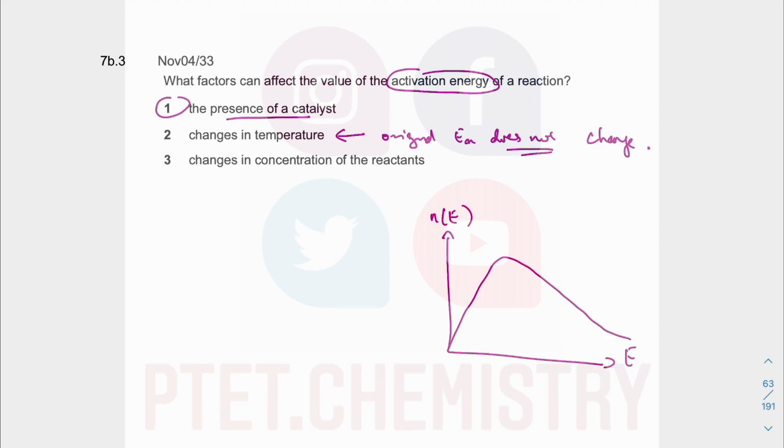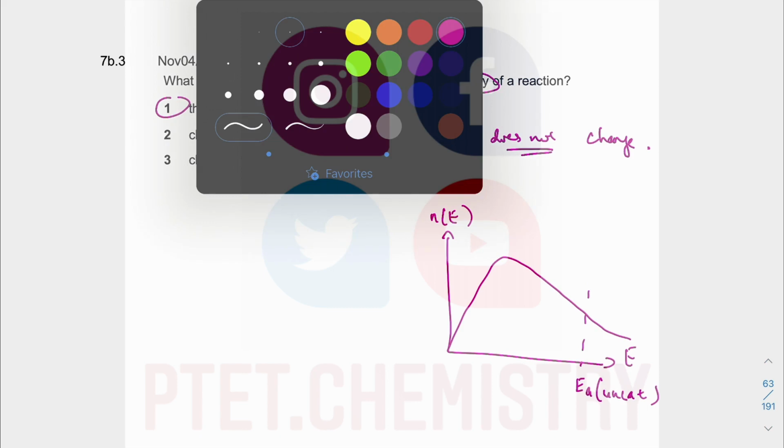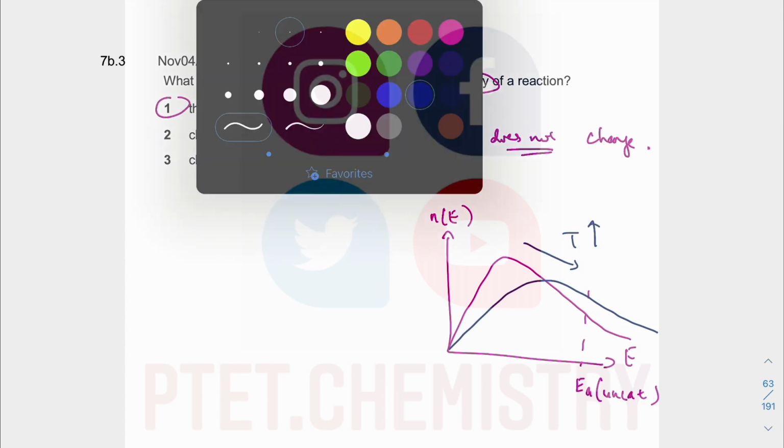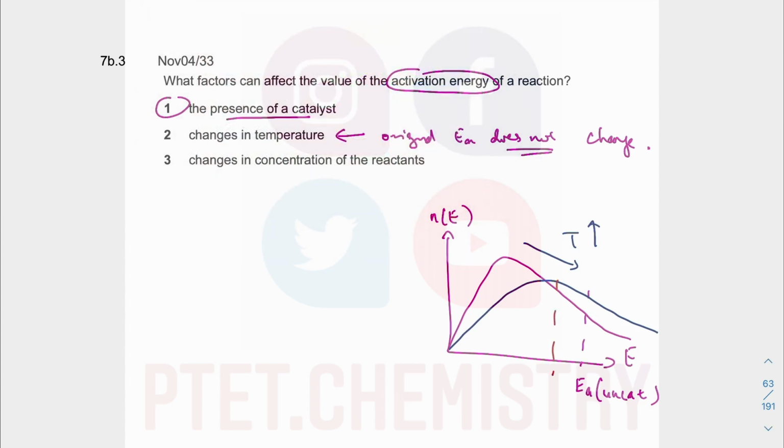I was supposed to draw a dotted line. So that is your EA uncatalyzed. If I have a higher temperature, I will shift that graph to there. But the original EA, which is for the uncatalyzed reaction, will remain. So the only thing that can change the value of EA will be if you have a catalyst.